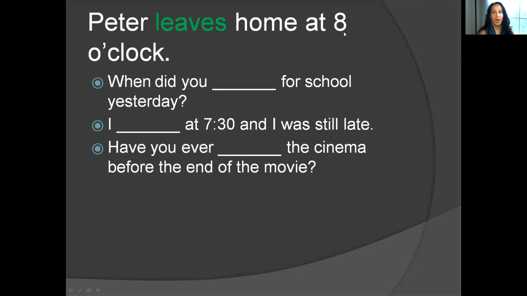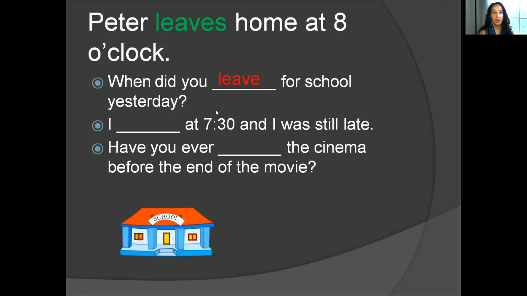Peter leaves home at 8 o'clock. When did you blank for school yesterday? When did you leave for school yesterday? I blank at 7:30 and I was still late. I left at 7:30 and I was still late. Leave and left. Did leave.